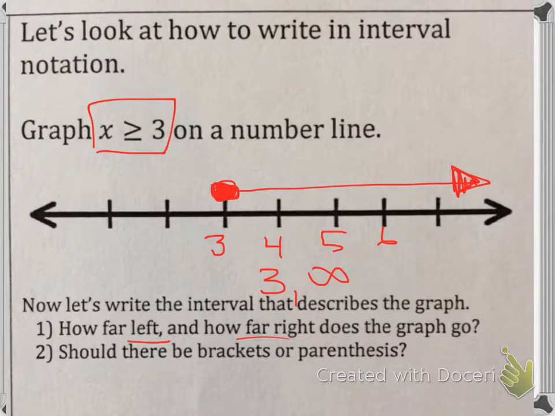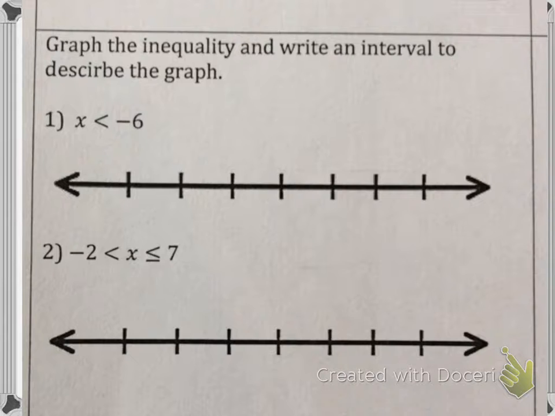So then I need to decide whether or not I need brackets or parentheses around those numbers. Because this was a solid circle, a colored in circle right here, I know that that's the same as a bracket. A bracket means equal to. But I don't know where infinity stops at. So I don't know where that's equal to. So I have to use a parenthesis on that side. So this is called interval notation, where we just tell how far left and how far right our graph goes, or our solution set goes.